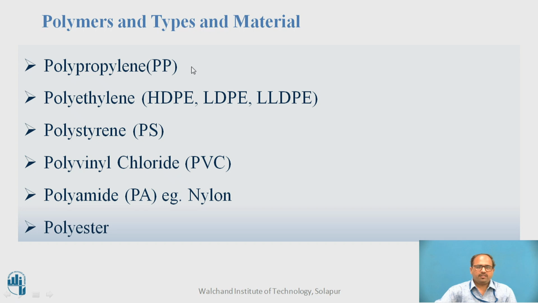In geosynthetic materials, we will use some polymers made from raw material. Then types and its material. First one, polypropylene, polyethylene. Again, in polyethylene, we are using some different qualities, for example HDPE and LDPE. HDPE means high density polyethylene, and LDPE is low density polyethylene. Third one, polystyrene. Fourth, polyvinyl chloride. Polyamide, for example your nylon material. Then last one is polyester.